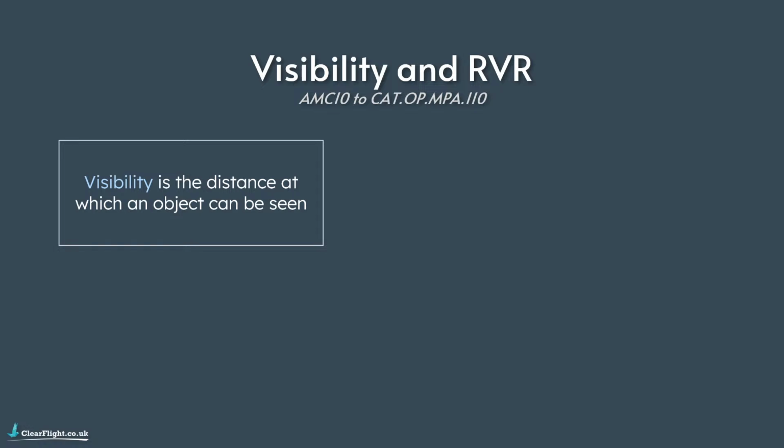In simple terms, visibility is the distance at which an object can be seen. So you can imagine this as somebody in the control tower looking out the window, and if there's a building or a tree or a hill, and they know that that feature is 7 kilometers away, if they can see it out the window, then they know that the visibility is at least 7 kilometers. So it's just what distance you can see any object at, essentially.